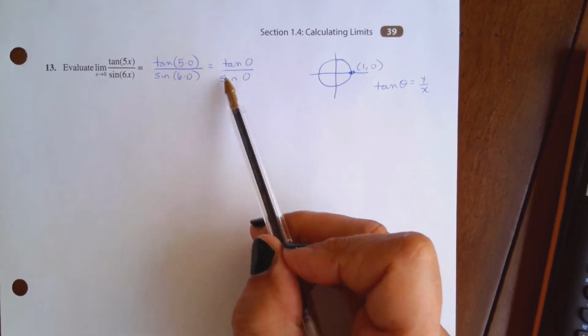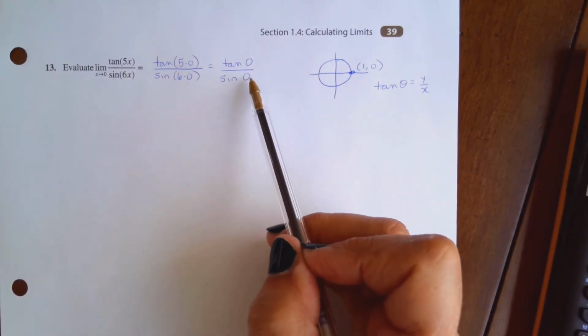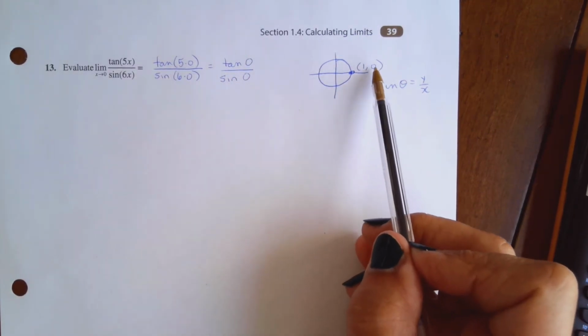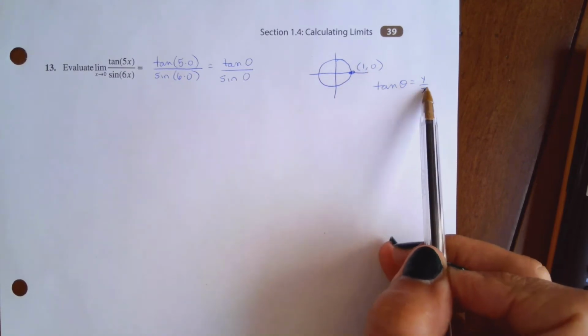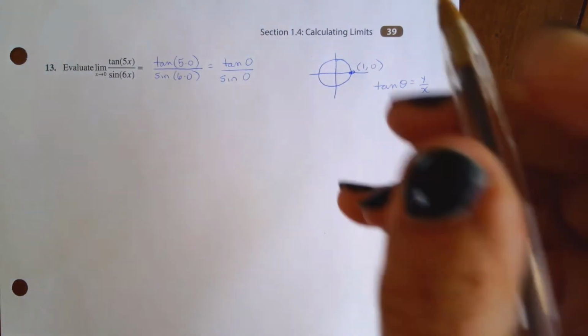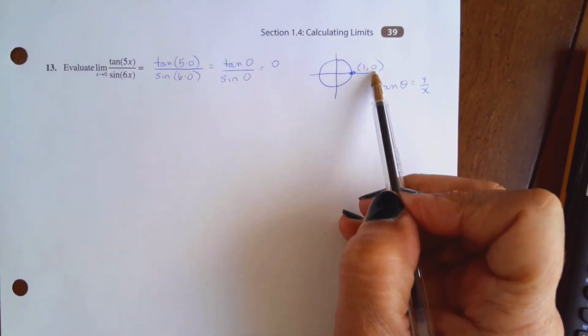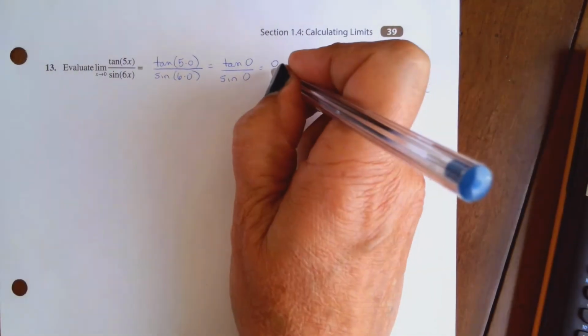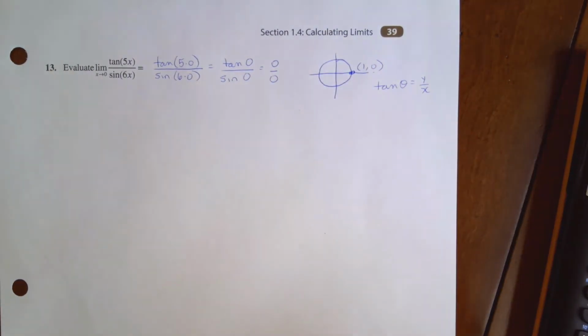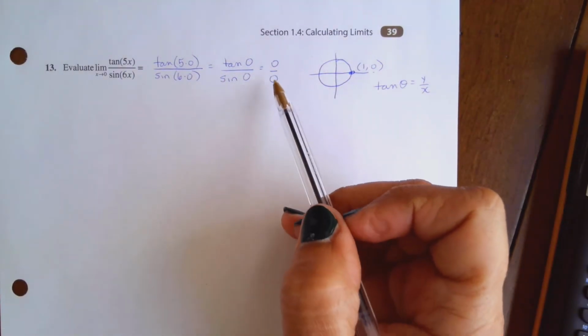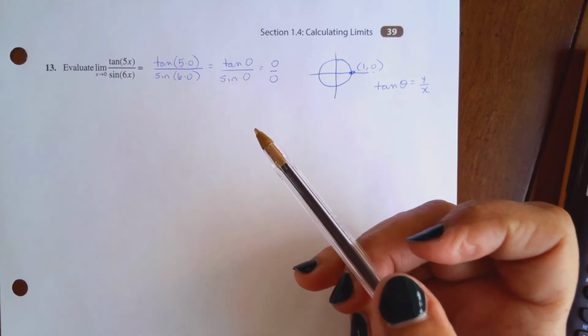So let's direct substitute and see what happens. The tangent of 0 would be 0 divided by 1, right? Y over x. 0 divided by 1 is 0. The sine of 0 is the y-coordinate, and that is also 0. So remember what that tells you. That means you're going to get an answer. It's just I got to figure it out a different way.